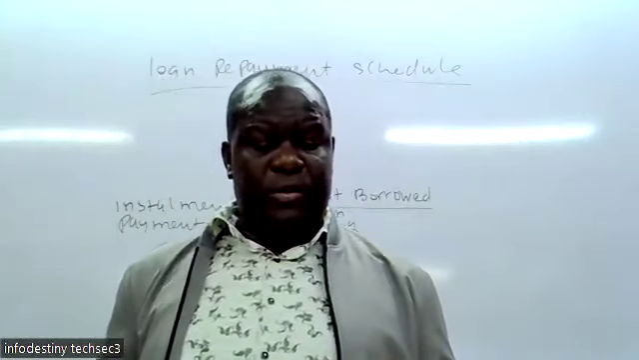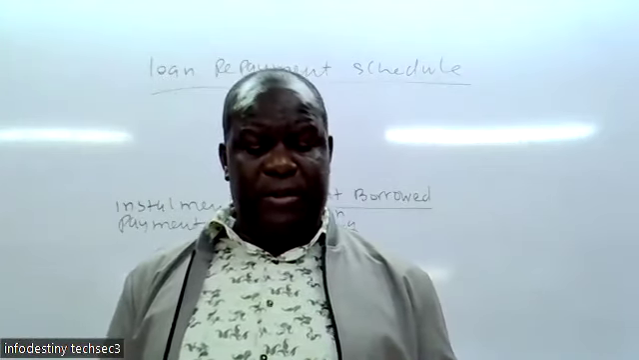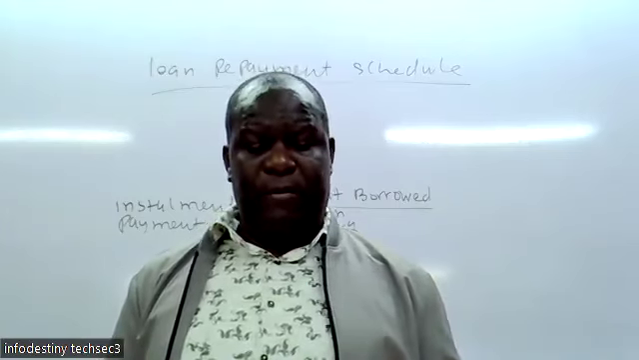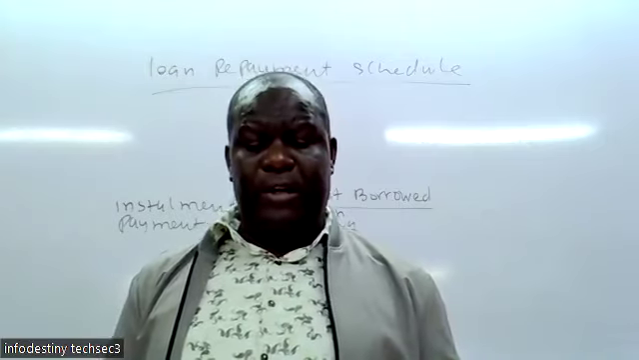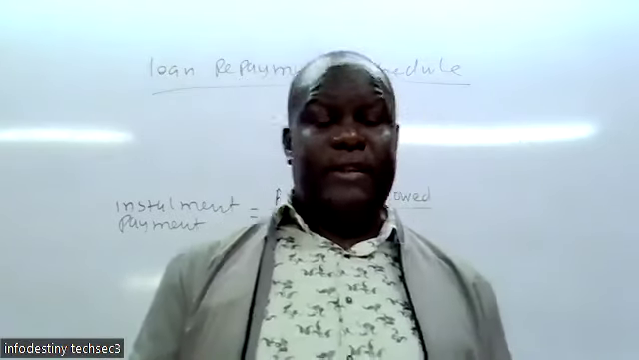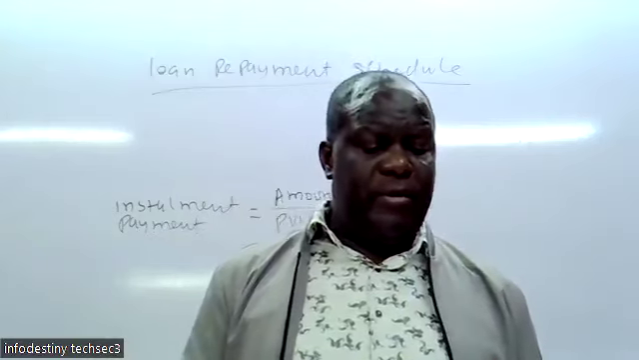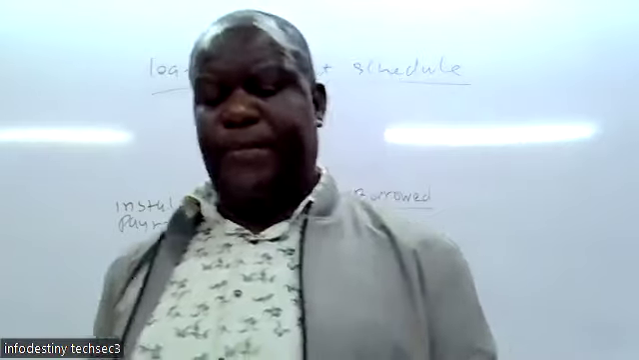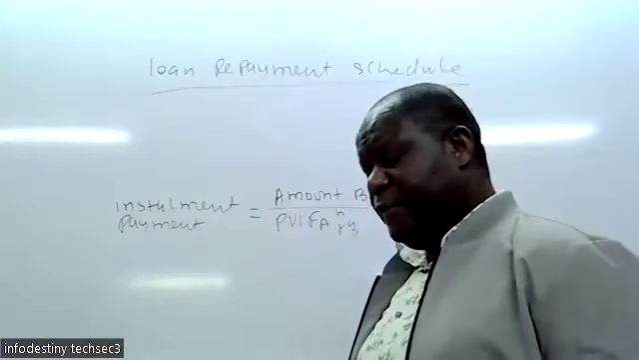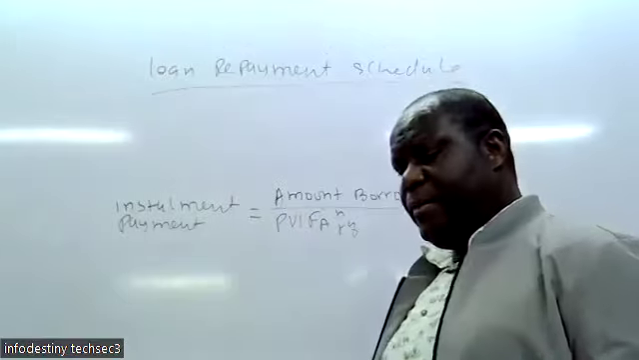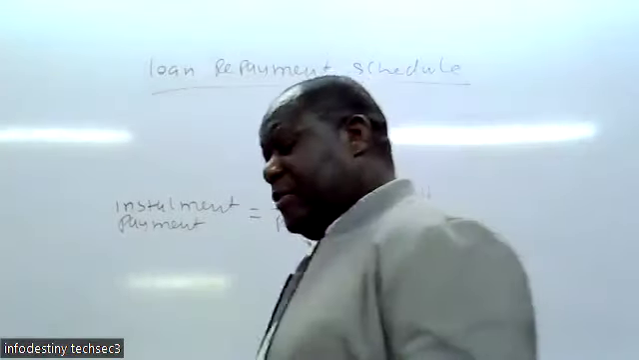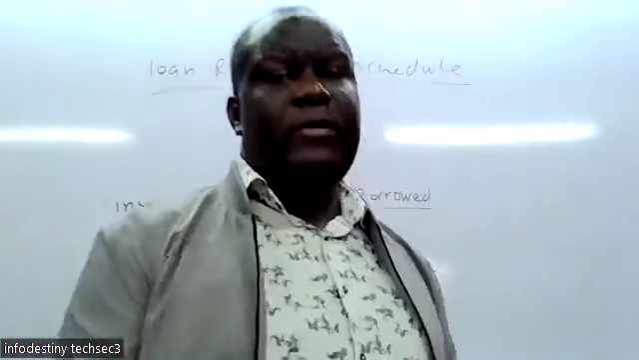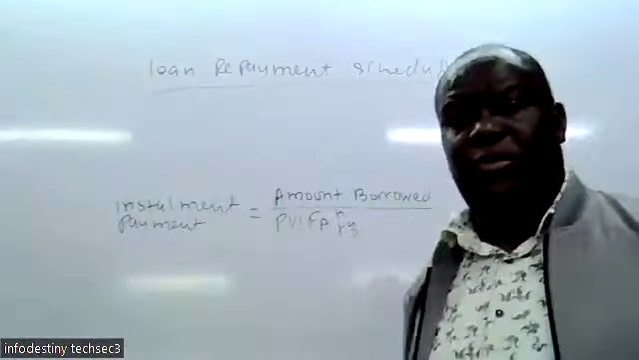The question is about Siphon Limited, which borrowed 15 million shillings from Baraka Bank at an annual interest rate of 16% per annum, repayable in 4 equal annual installments at the end of each year. Required, prepare a loan amortization schedule for the company. They would like you to prepare the loan repayment or amortization schedule.